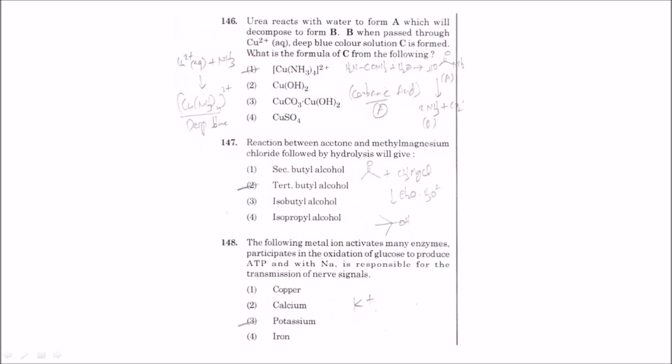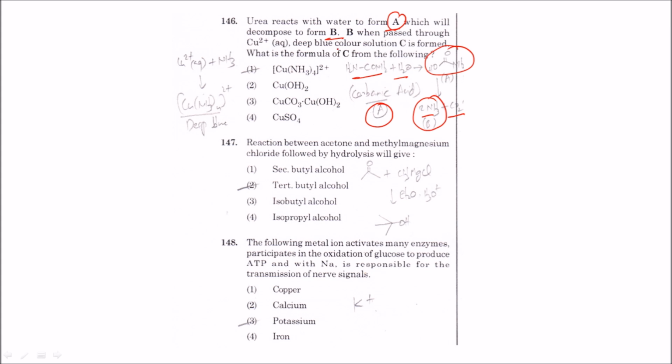Question number 146. Urea reacts with water to form A, which will decompose to form B. First let's take it step by step. Urea is NH2CONH2. When it reacts with water, it forms a compound called carbamic acid, right? We get the formation of carbamic acid, which is taken as A. And this carbamic acid decomposes to form two compounds, one is ammonia, the other is carbon dioxide. So we can take ammonia as B here.